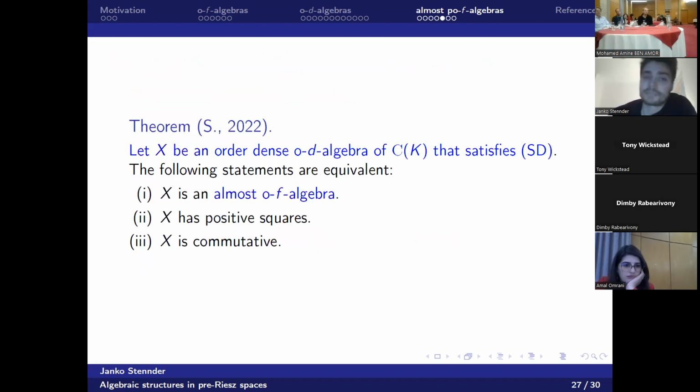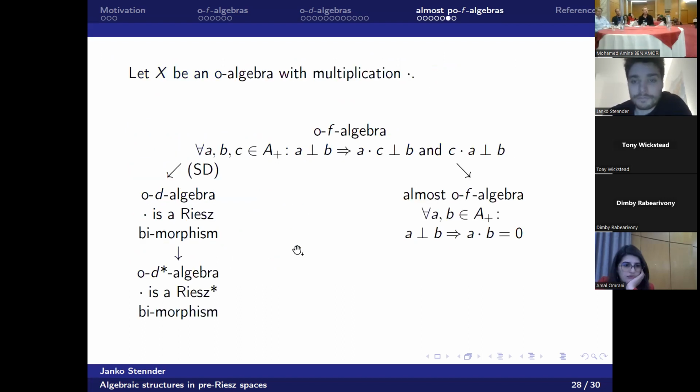But if we consider order dense OD algebras of C(K) spaces, again, which satisfy this property SD, then we get the same equivalence as in the Bernau-Huijsmans theorem, that it is an almost OF algebra if and only if it has positive squares or is commutative. So that's basically everything I wanted to tell you about those generalizations of the different kinds of lattice ordered algebras.